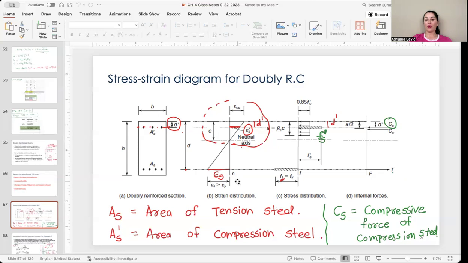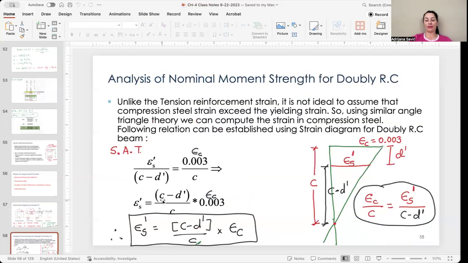Here is the strain distribution. Then we have internal forces and the analysis of nominal moment strength for doubly reinforced concrete. Here, it is not ideal to assume that the compression steel strain exceeds the yielding strain. So using similar triangle theory, we can compute the strain in compression steel, epsilon s prime, again using the similarity of triangles and the strain for concrete of 0.003.